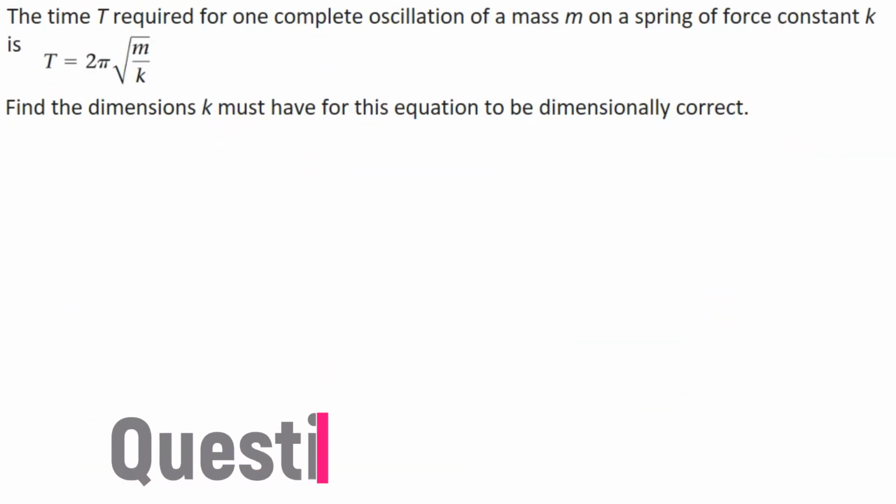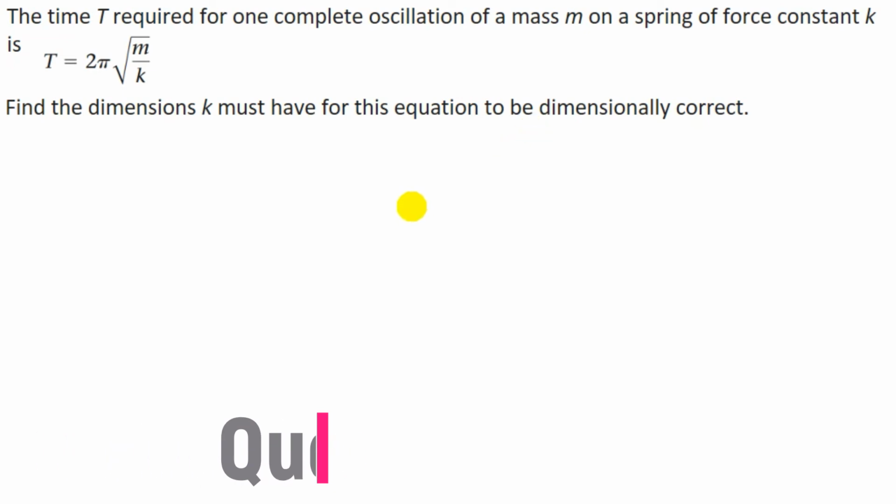This will be the last question based on dimensional analysis, and in this question we are given this equation, t is equal to 2 pi times under root m over k, and this t represents the time required for one complete oscillation of a mass on a spring of force constant k. So we have to find the dimension of k such that this equation becomes dimensionally consistent. This equation is pretty similar to the last couple of questions that we have discussed, so I'm not going to solve the whole question. I'm just going to give the hint, and you have to find the answer and write it in the comment box below.